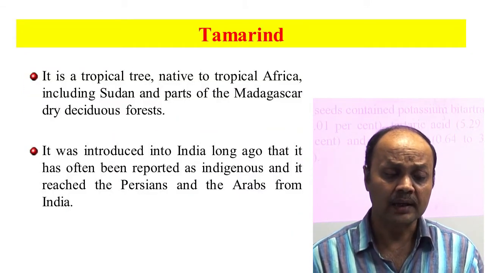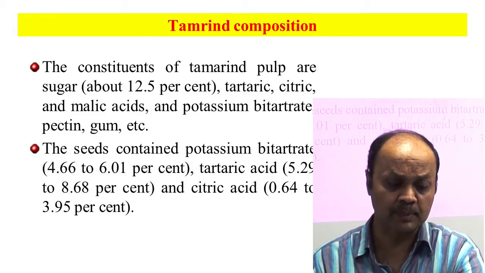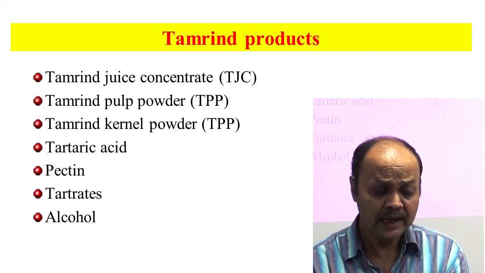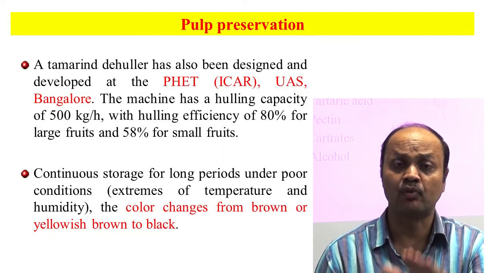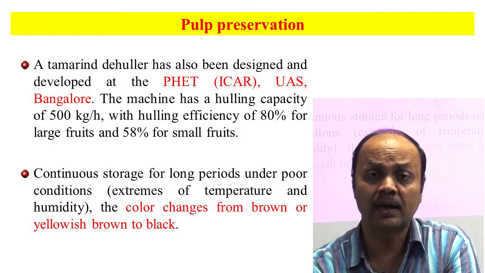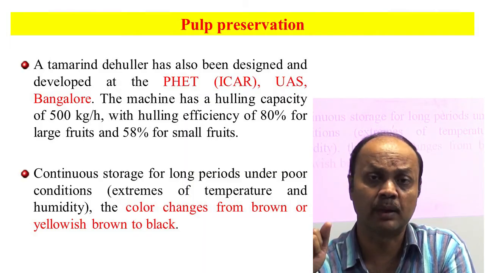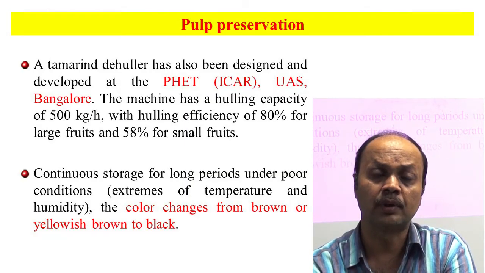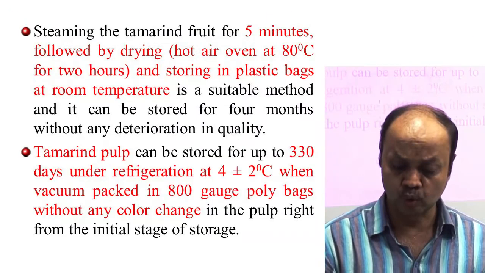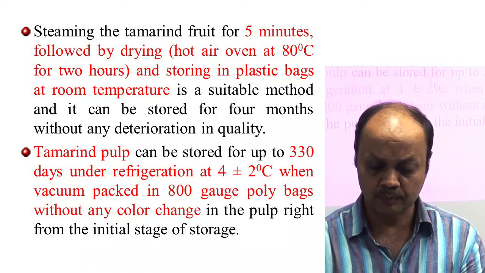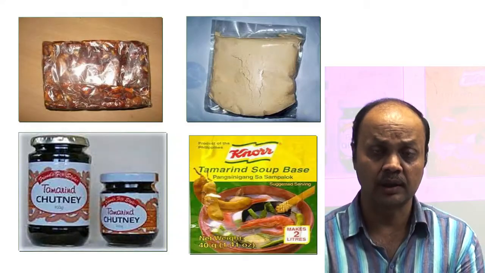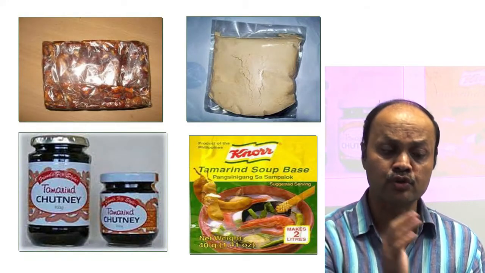In tamarind also there are different types of food products available in the market. We can develop tamarind juice concentrate and tamarind pulp powder. You can prepare pectin, tartaric acid, different types of food products. But you can see that in the market preserved pulp is available, and you use that pulp in your cooking. Different technologies have been developed, because the major problem with pulp preservation is the browning activity. Different technologies have been developed to reduce the browning.